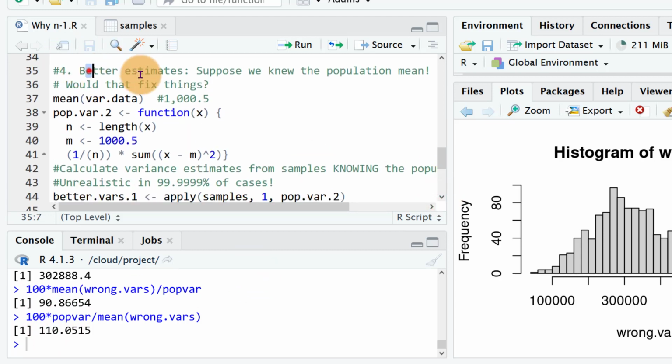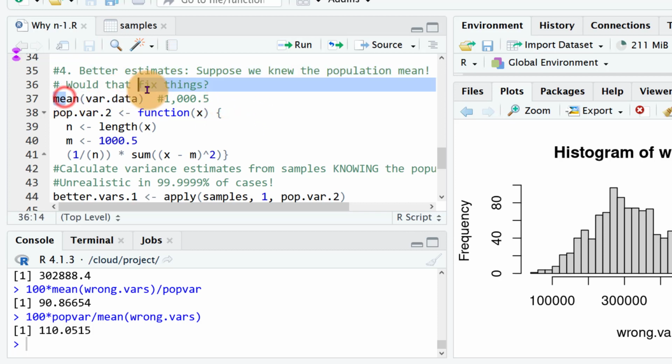All right, item number 4. What if we had that machine we were talking about and we knew the true population mean somehow? We don't know the variance, but we did know the mean. What would happen if we plugged the population mean into the formula? Would that fix the problem if we still divided by 10?